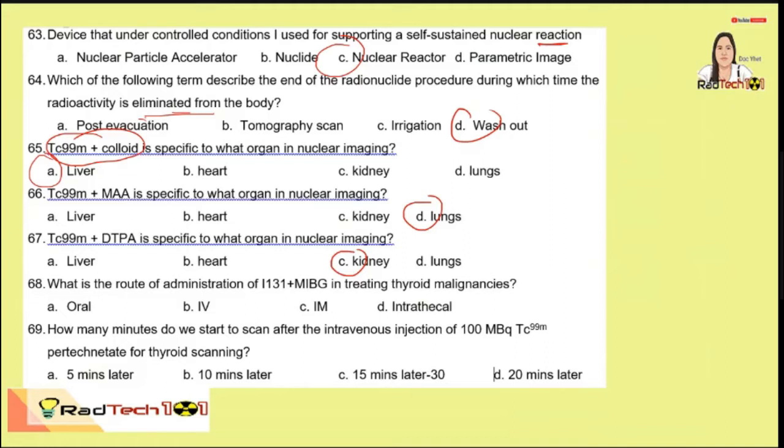68. What is the route of administration of iodine-131 in treating thyroid malignancy? That is through IV. 69. How many minutes do we start to scan after introduction of 100 megabecquerel technetium-99m pertechnetate for thyroid scanning? That is about 15 minutes later. Wala itong 30. Na-add na yan. 15 minutes.